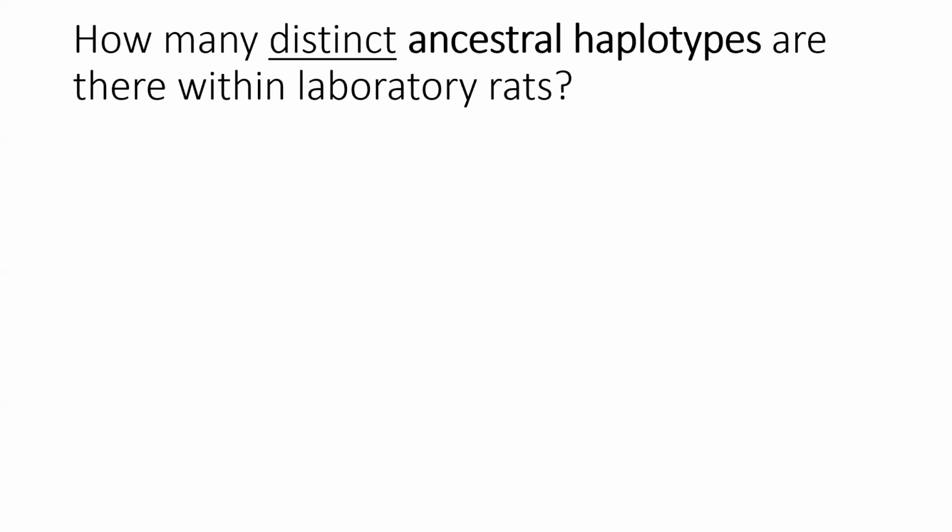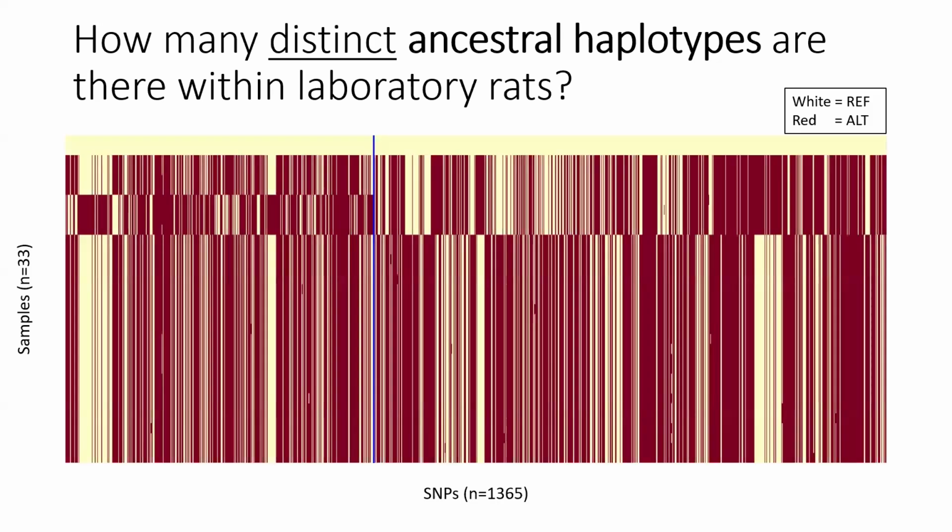To help you understand what I mean, let's look at this genotype plot. Here on the y-axis, we have about 33 samples from 33 distinct strains. And on the x-axis, we have about 1,000 SNPs on chromosome 19. The color represents the actual genotype, with white being the reference and red being the alternative.